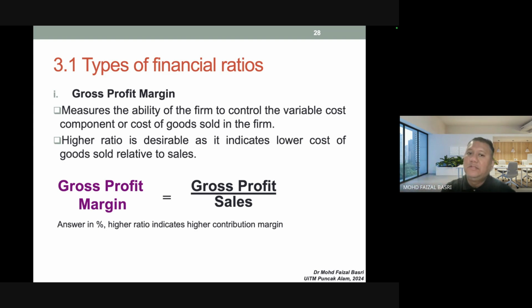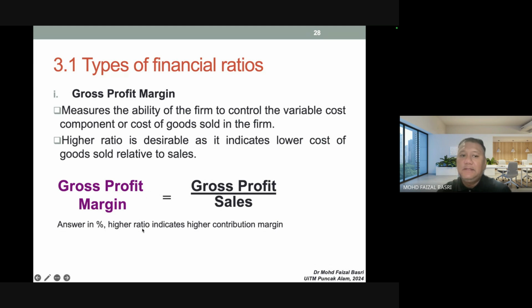So cost of goods sold ni associated ataupun reflected dengan dia punya gross profit. Sebab cost of goods sold tu kita akan tolak from our sales in order for us to get gross profit. So if we manage our variable costs to control, so lagi tinggilah kita punya gross profit margin. So higher the ratio, the better. Okay, to indicate a lower cost of goods sold in relative to the sales amount.